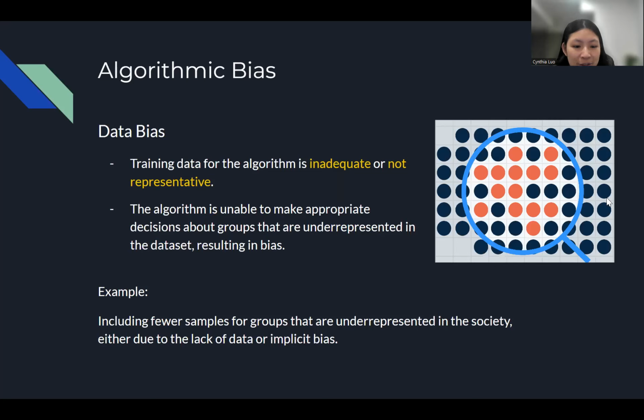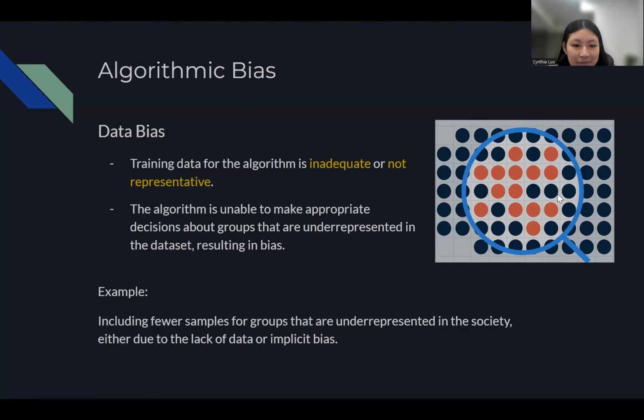There are two types of algorithmic bias. The first one is data bias. This issue is a result of inadequate or unrepresentative training data for the algorithm. Thus, the algorithm is unable to make appropriate decisions about groups that are underrepresented in the data sets, resulting in bias. For example, during data collection, one may include fewer samples for groups that are underrepresented or marginalized in the society, either due to the lack of data or implicit bias.